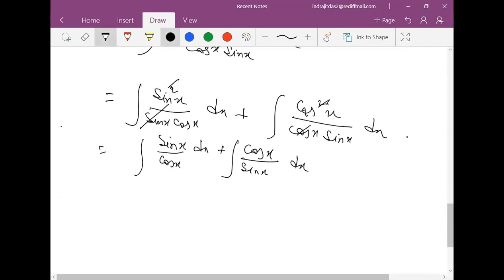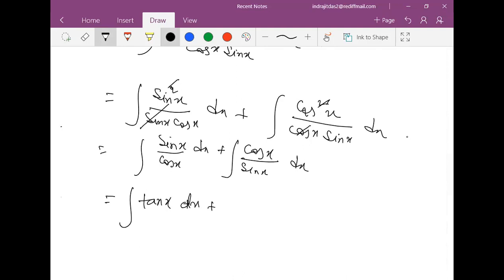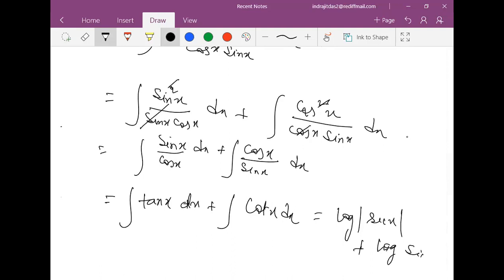So we can have this becoming tan x, sin x by cos x is tan x, dx plus cot x dx. Now what is the formula for tan x? Log sec x. We write a mod sign preferably. Plus cot x is log sin x. So we have the answer.